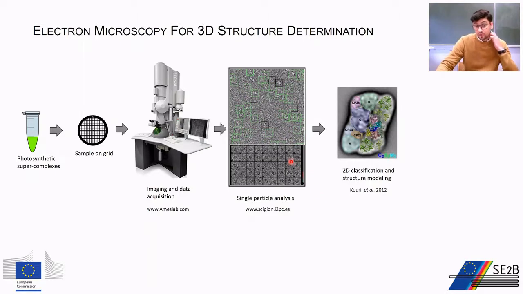This is the workflow of electron microscopy for 3D structure determination. For sure, the first step is the isolation of photosynthetic supercomplexes. After the isolation, you apply the supercomplexes on a grid, which are transferred to the microscope, where you can record several thousand images after screening the grids. So from all of the images, you select the particles, you pick the particles and you extract them. After extraction of particles, you align them in 2D classes, and from those 2D classes, the best classes are selected for 3D and 2D structure determination.